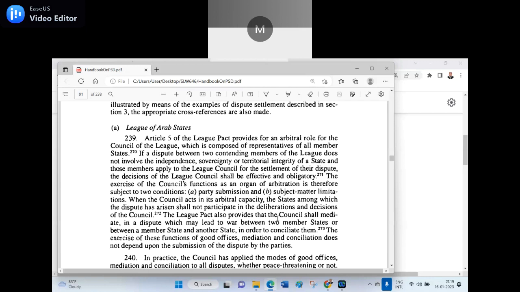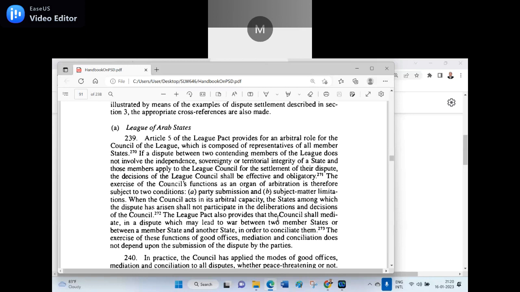Article 5 of the League Pact provides for an arbitral role for the Council of the League, which is composed of a representative of all member states. Here, all member states doesn't mean that Tanzania and India will come over there. If a dispute between two contending members of the League does not involve the independence, sovereignty, or territorial integrity of the state, and those members apply to the League Council for the settlement of the dispute, who will make the settlement? Those who are the members of the League of Arab States. Is it clear?